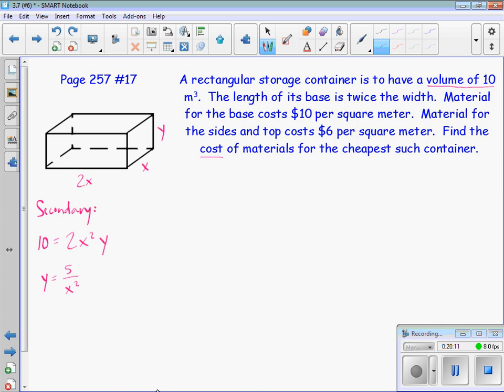Is everyone okay with that part? Okay, that's what you're going to plug into your primary. So let's come up with our primary up here. Okay, primary is my cost function.